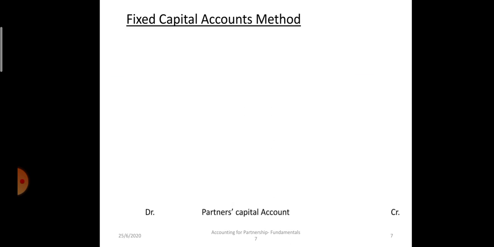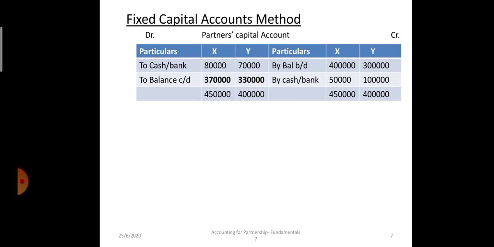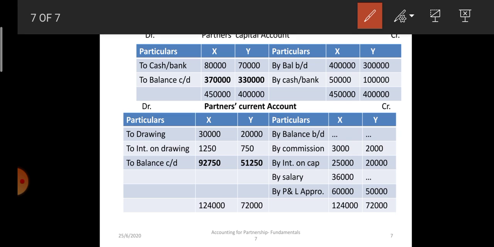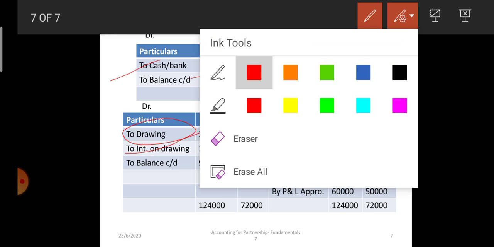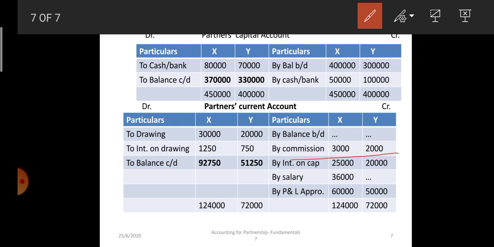Now the same question using the fixed capital account method. Capital account is prepared and then current account is prepared. Now see here, opening balance of capital is given. The current account's balance was not mentioned in the question, so we have left it blank. Capital introduced is recorded in the partners' capital account, not in the current account. In the same manner, capital withdrawn is recorded in the capital account and not in the current account, whereas profit withdrawn, drawing, is recorded in the current account. See here, the capital changed because capital was introduced and capital was withdrawn. Otherwise it would have been the same as the opening capital. Now here see, commission allowed is recorded, interest on capital is recorded, salary and share of profit is mentioned. Drawing is debited and interest on drawing is also debited.